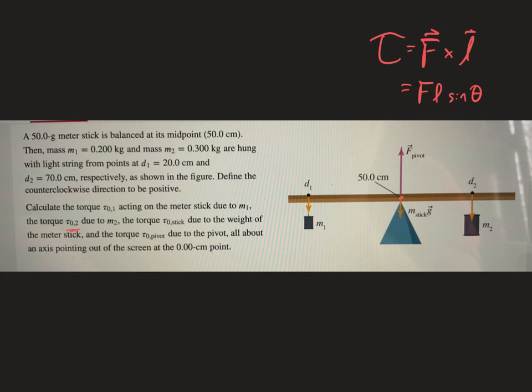One of the cool things is, just like we can pick our origins and our coordinate systems and our positives and our negatives, we can pick wherever we want to be the axis of rotation. Generally speaking, we pick the actual axis of rotation because that makes the most sense to do. But this problem has us calculating it based on a variety of different axes. So it says calculate the torque from this mass hanging here, and then this mass hanging there, and from the weight of the meter stick, and from the pivot point pushing up.